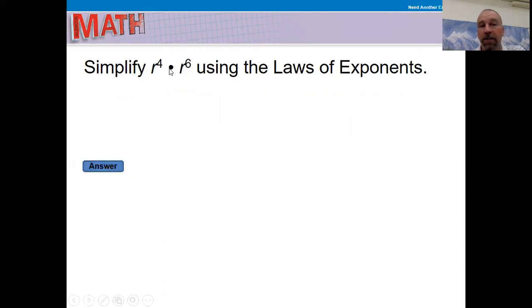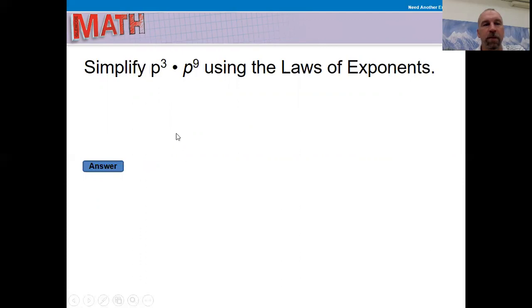How about R to the 6th times R to the 4th times R to the 6th? Well, common base is R. If I have 4 in there and 6 there, and 6, add them together, I get a grand total, sorry about the bell, of R to the 16th power. P to the 3rd times P to the 9th. Well, common base is P. I got 3 there and 9 there, a grand total of P to the 12th power.